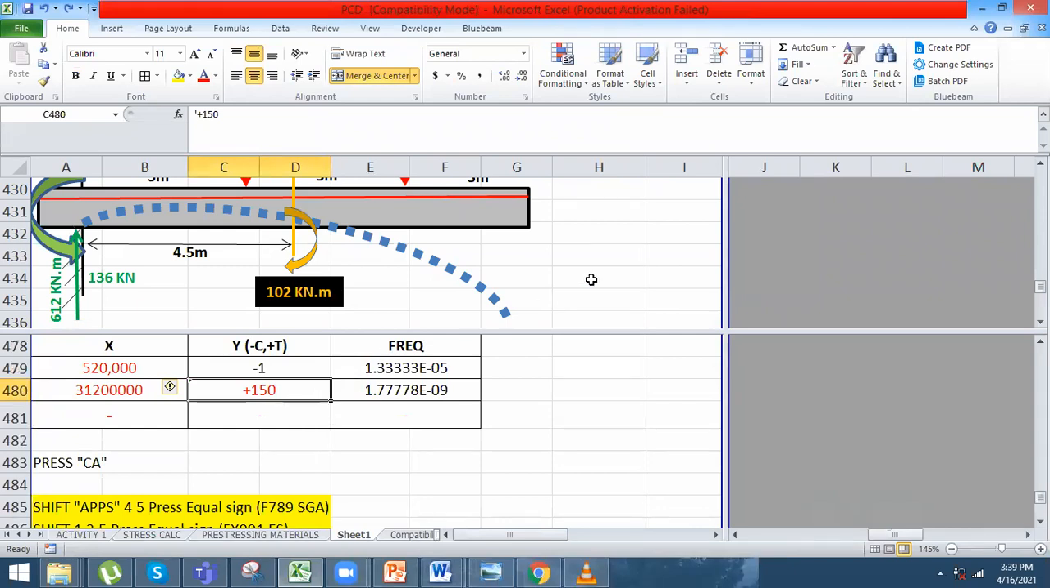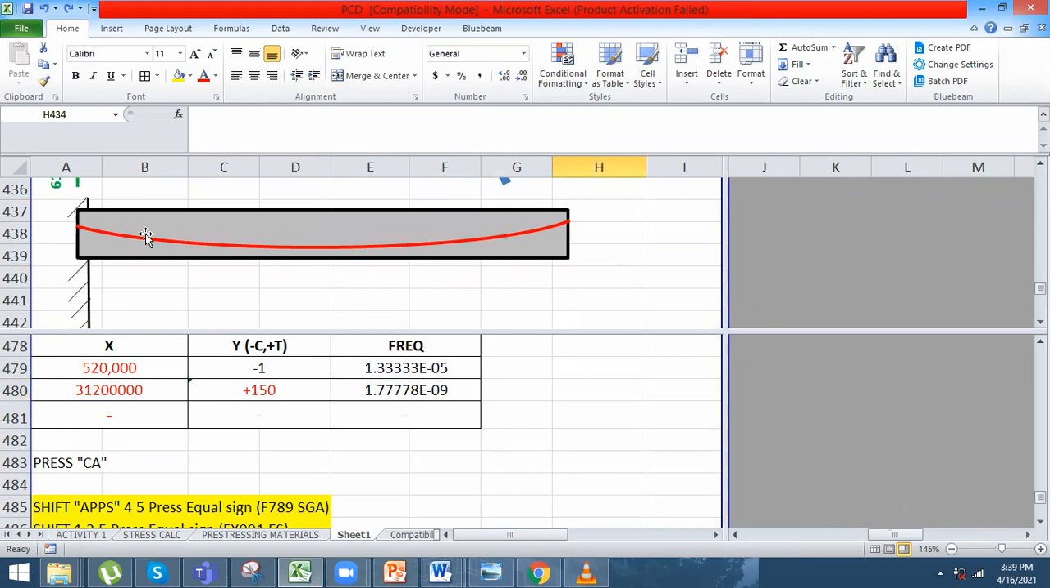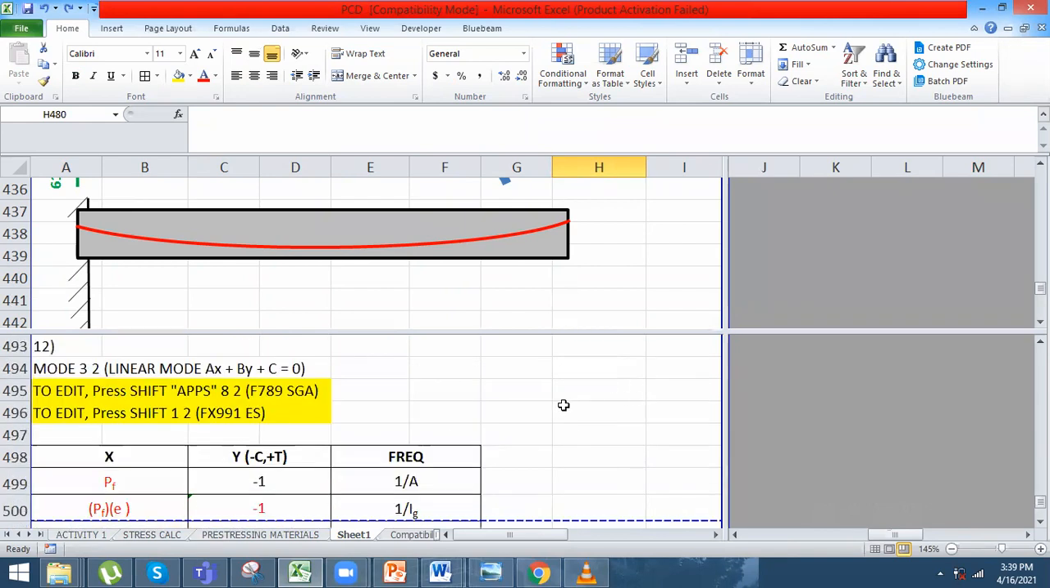Okay? So, kaya nakalagay na positive 150 dito, kasi yung due to bending, yung top fiber ng due to pre-stressing ng bending is na compression and the bottom fiber is tension. Okay?